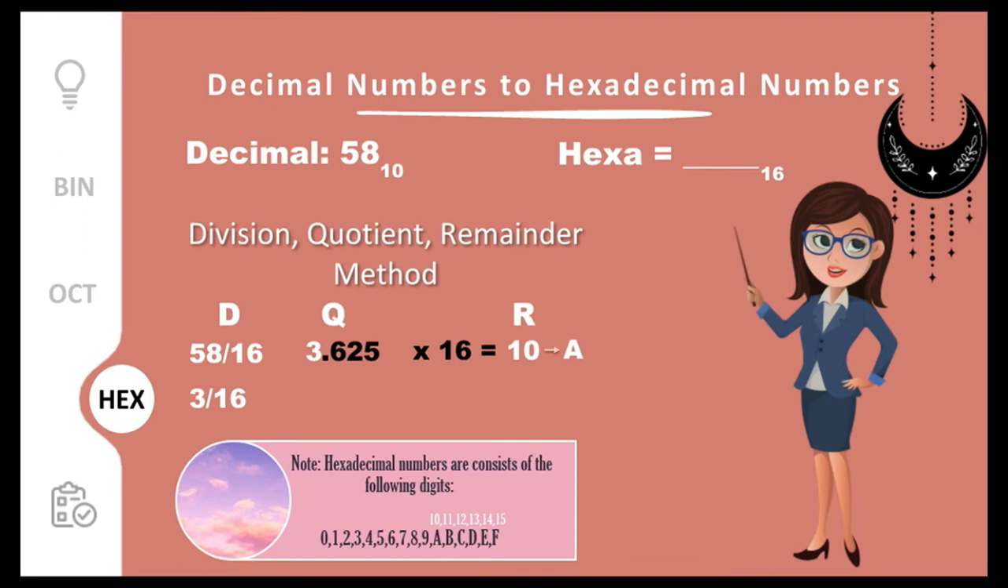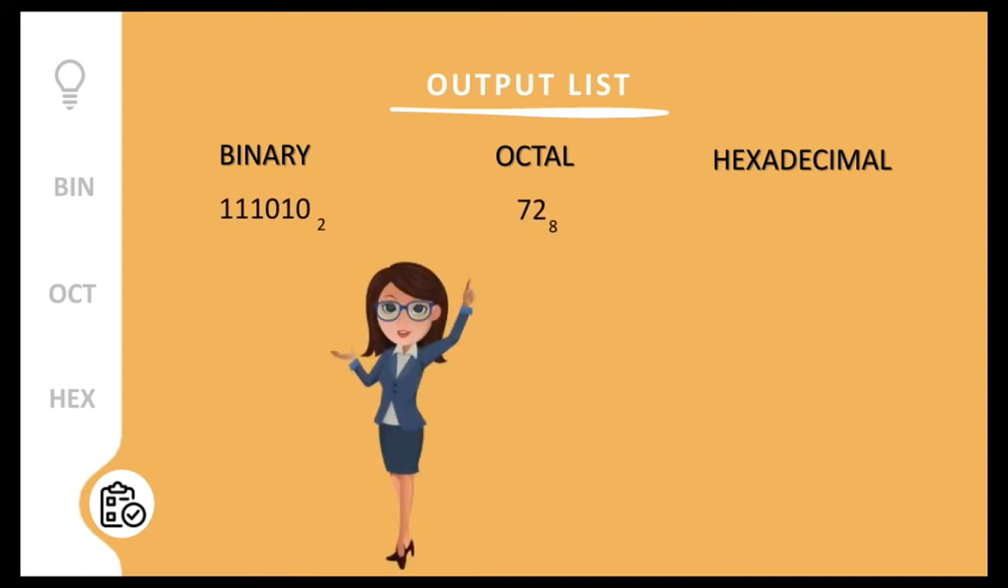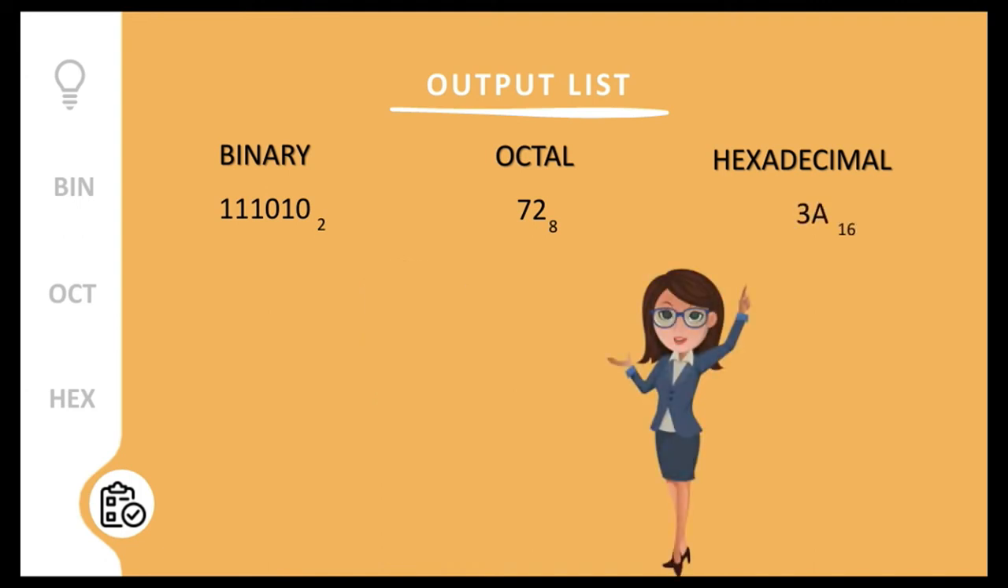Now let's get the integer quotient 3 and divide it again by 16. 3 divided by 16 is equal to 0.1875. Let's get the 0.1875 and multiply it by 16, and the answer is 3. Let's write the remainder from bottom to top to get the hexadecimal value, which is 3A. Let's list down all the numbers that we converted from binary to octal to hexadecimal. The binary number 111010 is 72 in octal number, and the 72 octal number is 3A in hexadecimal number.